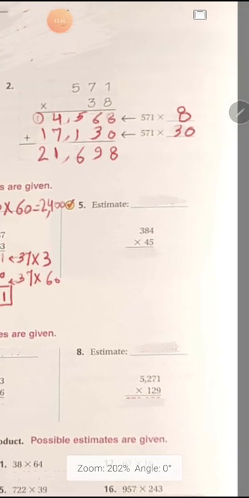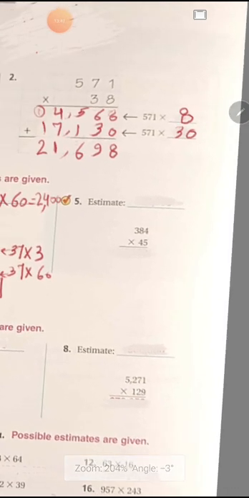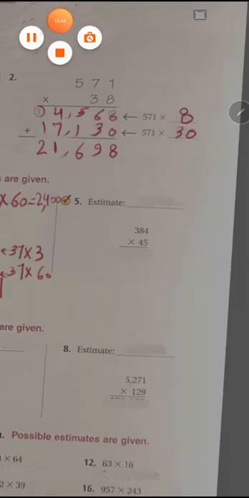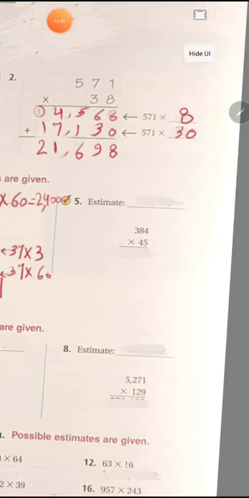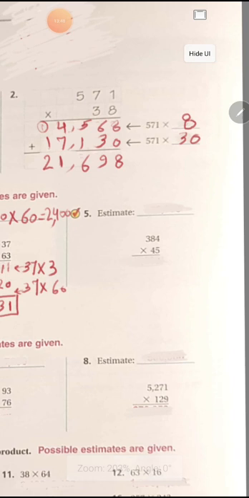First I want to find the estimate. Now we will round the numbers here. So now we will round the first number to the nearest 100. So before the hundreds I have 8. 8 is greater than 5, so I will add 1 to the hundreds, and it will be 4, and the other digits will be 0.